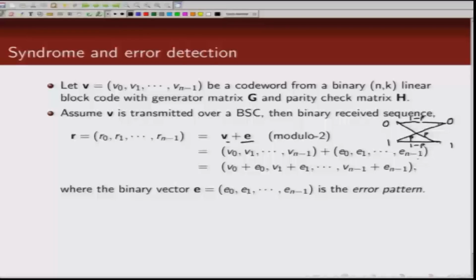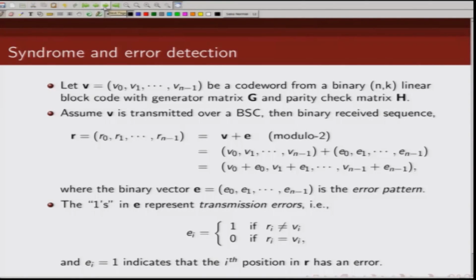So, we can write the output of the binary symmetric channel. The first bit that we would receive is V0 plus E0, the second bit will be V1 plus E1, similarly V2 plus E2, and finally we will get Vn minus 1 plus En minus 1, where this E0, E1, E2, up to En minus 1 is my error pattern.